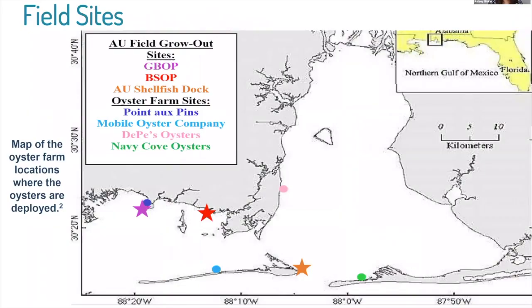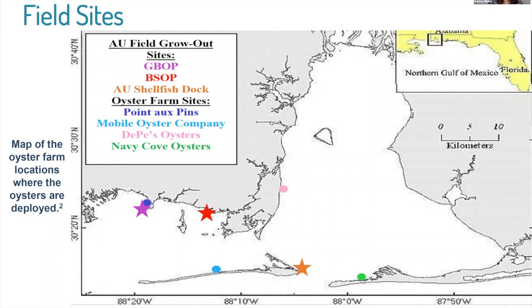So this is an illustration of where the oysters for each group were deployed. The circles represent the 4 commercial farm sites, and the stars represent the Auburn University field site. The purple is our Grand Bay Oyster Park, the red is our Bayou Sullivan Oyster Park, and the orange is our Auburn University Shellfish Dock.